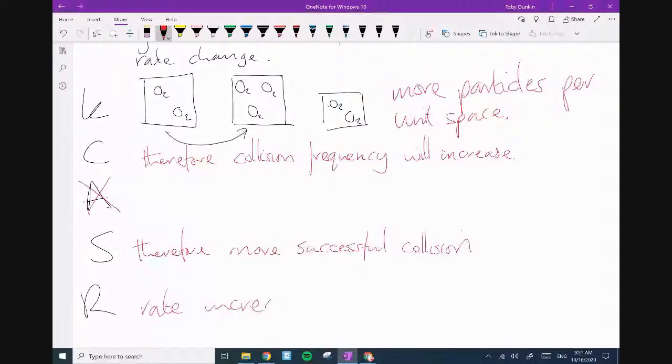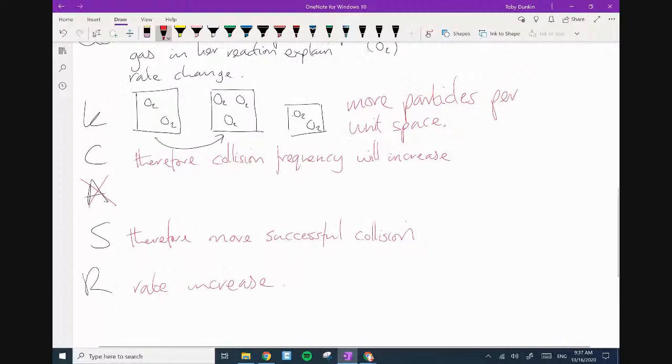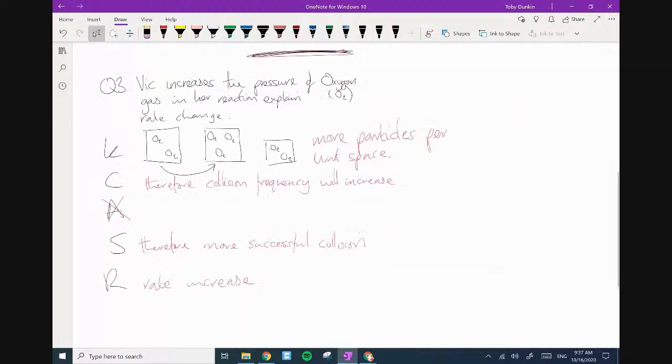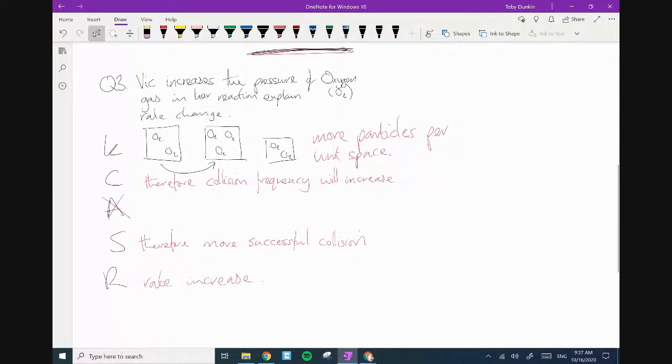So we've done temperature, we've done concentration, we've done pressure. We love pressure and concentration because they're exactly the same in their explanation. KCAS is identical. Now we need to go to surface area. Now that one is slightly different. Let's go for surface area.